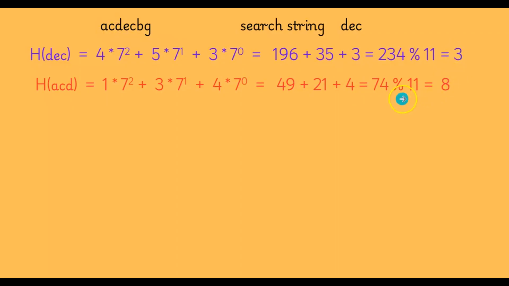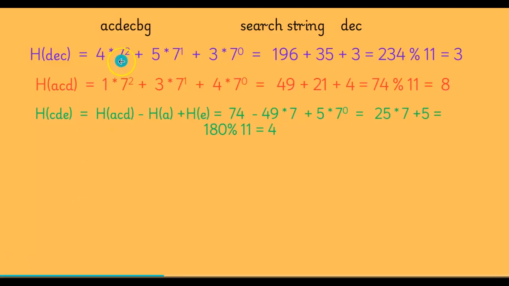So now what is the next step? We have completed the first 3 characters. Let us remember that we have to compare each character of the search string in the main string only when the hash value matches the hash value of the search string. For example, here for the first three characters, the hash value is 8. It does not match the hash value of the search string. So we need not compare each character of the search string with the first three characters.